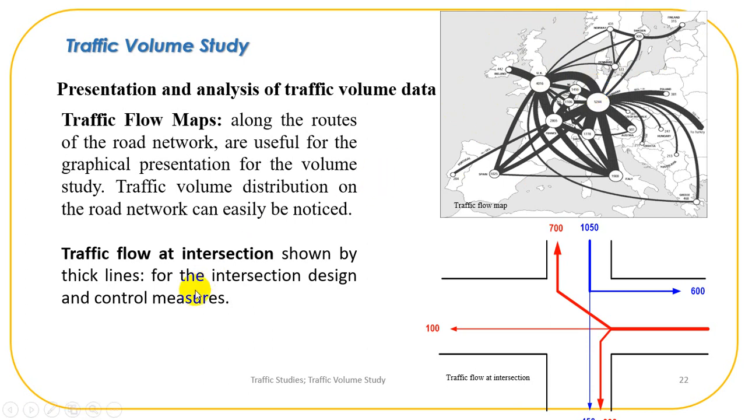And the traffic flow at an intersection is shown by a thick line, that is, the total traffic in a particular direction of an intersection can be shown by a thick line, for the intersection design and control measures.